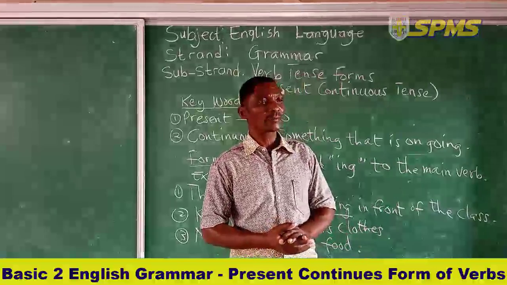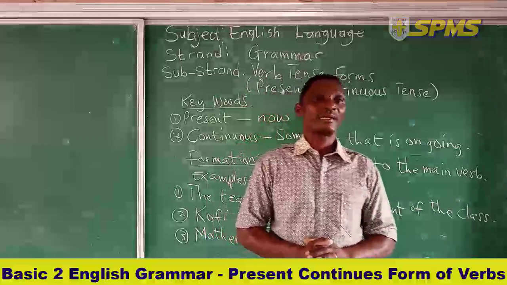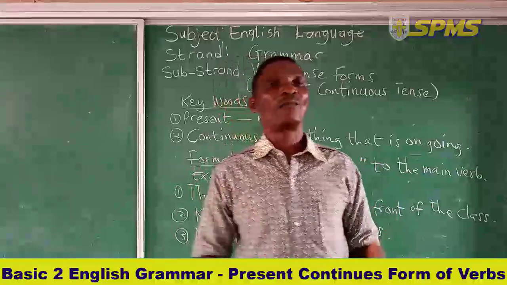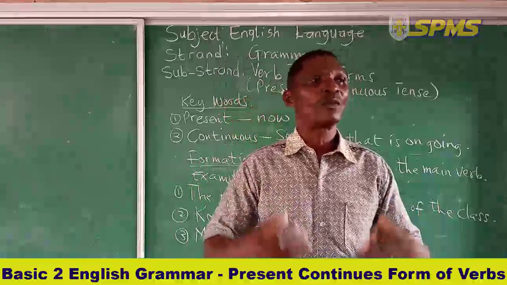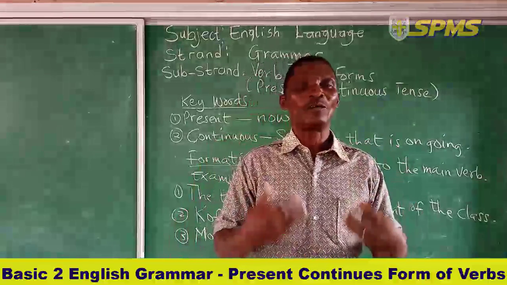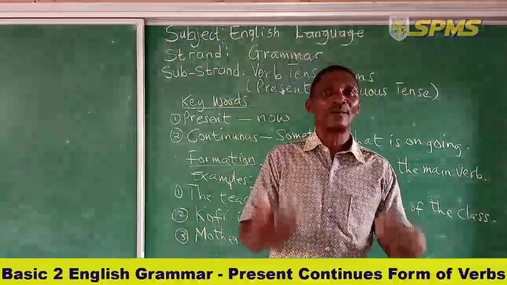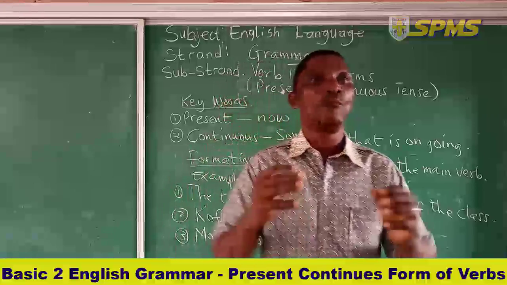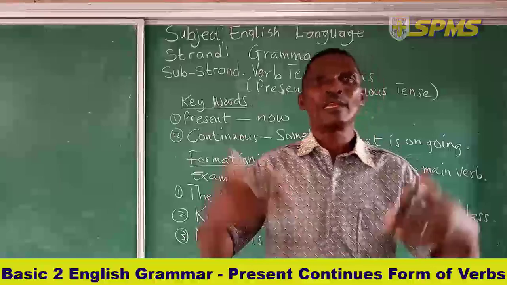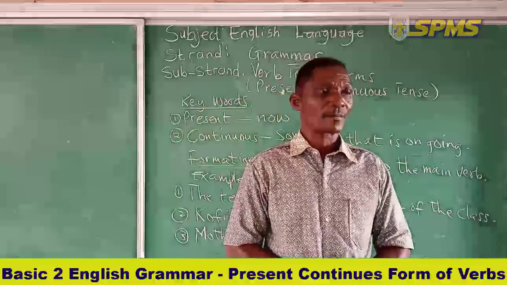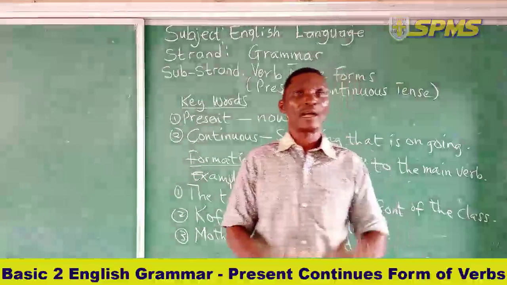To conclude, we discussed today the present continuous form of verbs. We said that the present continuous form of verb is used to talk about an activity that is happening at the present moment, something that is ongoing now, which you can see and talk about. Very well. You have done well.